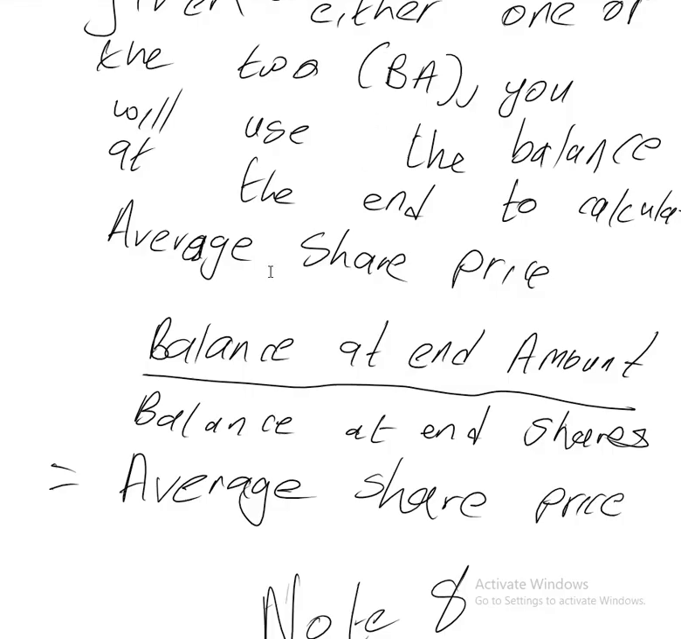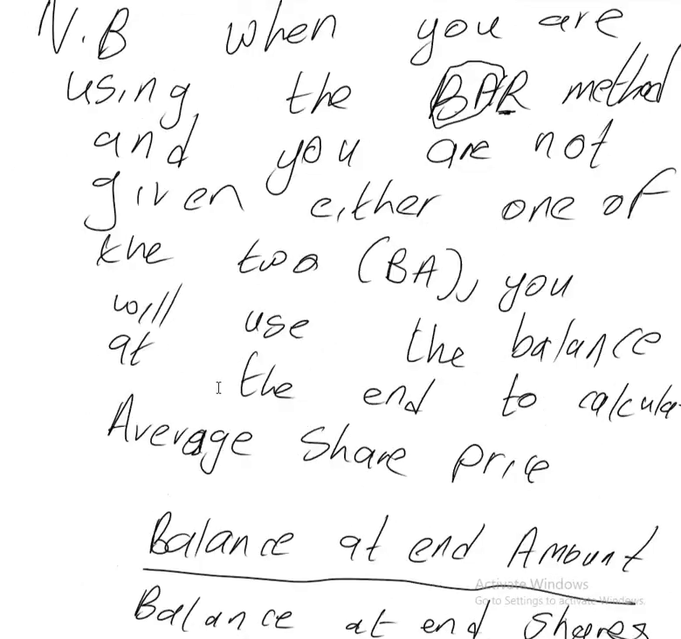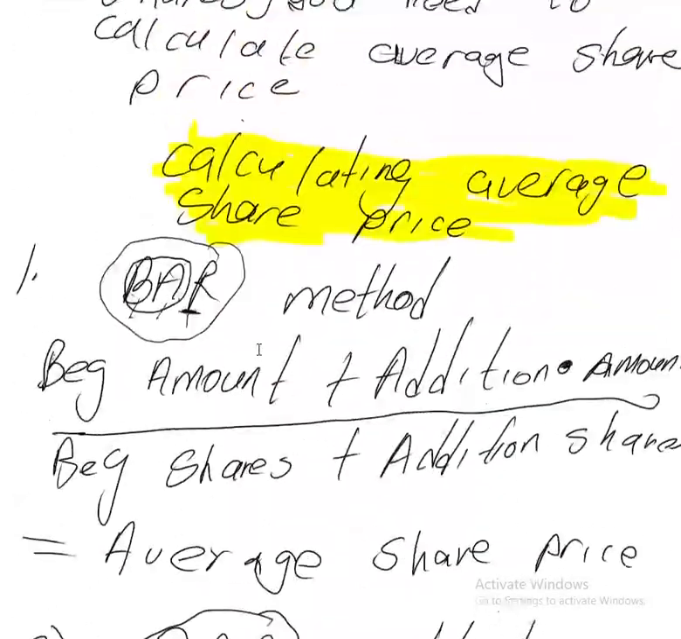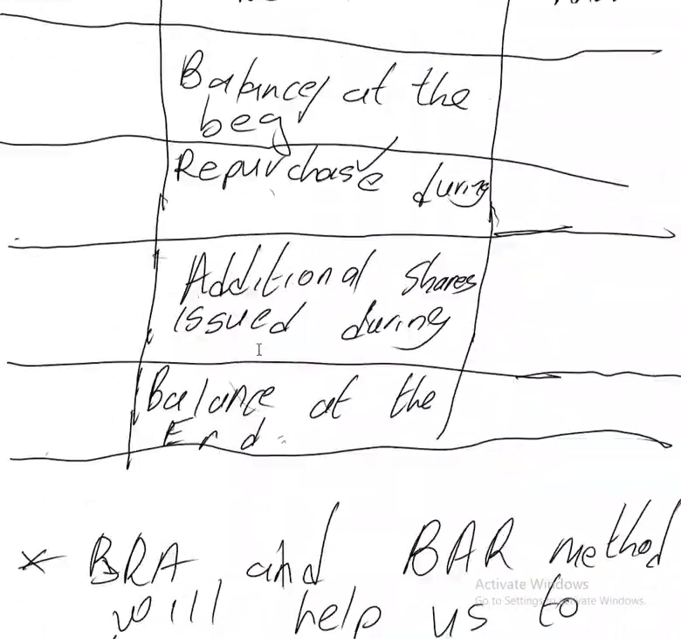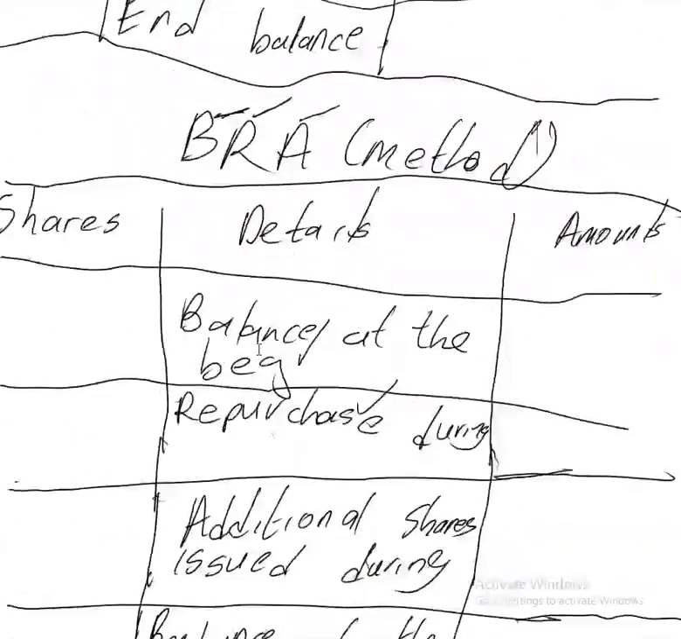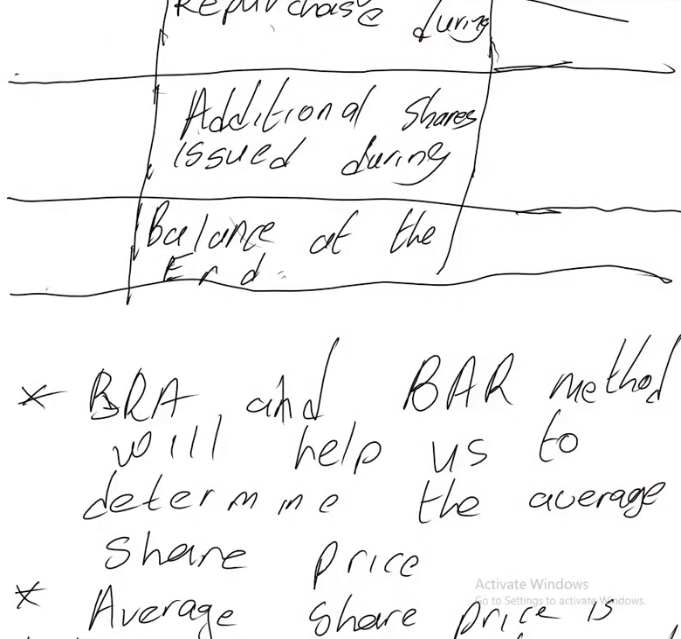So you will say balance at the end amount over balance at the end shares, then that gives you your average share price. So for now, I feel like this is what I'm going to talk about in the ordinary share capital as your notes. Hopefully, people understand what we talked about here. Nothing that I spoke about here will be useless, right?